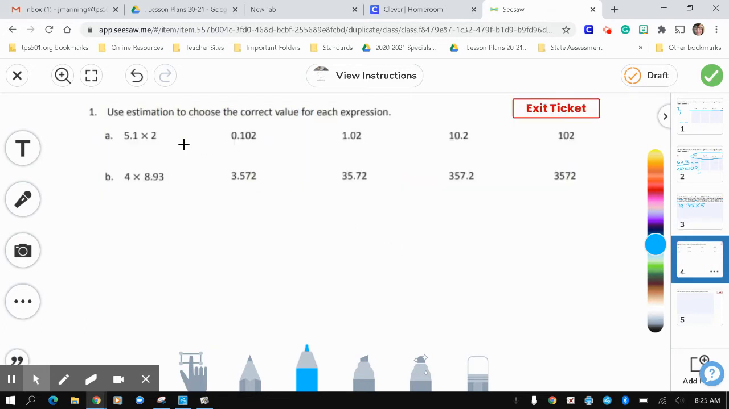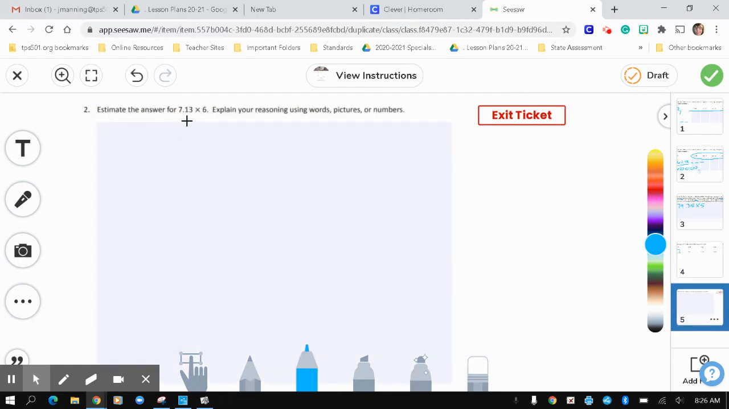Then when we go to our next one, they've given you a problem here. You're supposed to circle which one of these values, here, here, here, and here, makes the most sense based on the decimal placement in one of your factors. That's your exit ticket. You have 2 problems like that. And then you have one where you're just supposed to estimate your answer.